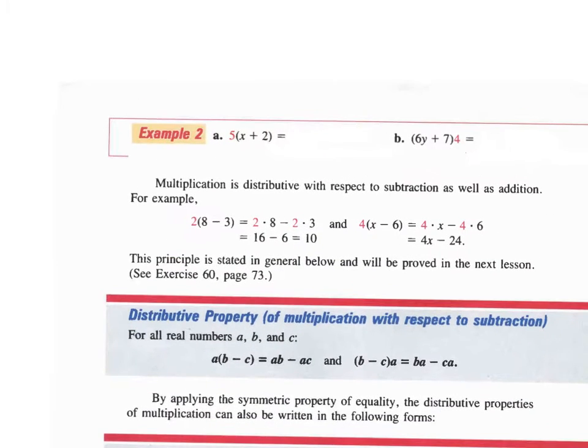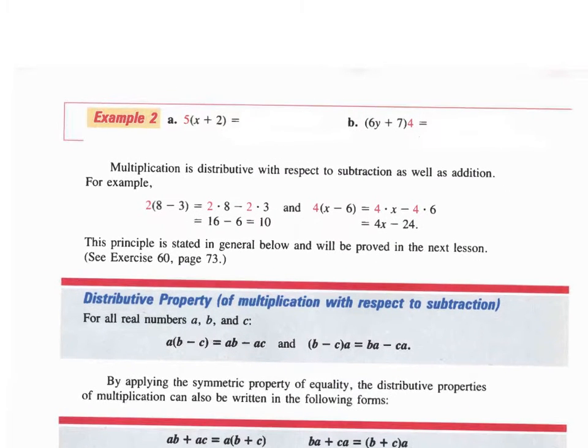All right, let's look up here at example 2. Now we're going to actually throw in the variables. And this is where you're going to see most of your distributive property applied, where one of the terms in the parenthesis is going to be a variable. So in this particular problem, we're going to turn A into 5 times x plus 5 times 2.